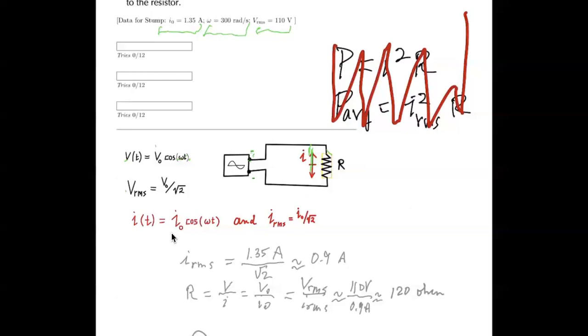And similarly, there'll be an alternating current with some amplitude I0 and the same frequency. And again, the root mean square current will be the maximum current, or the amplitude of the oscillations, divided by the square root of 2 in the same way.